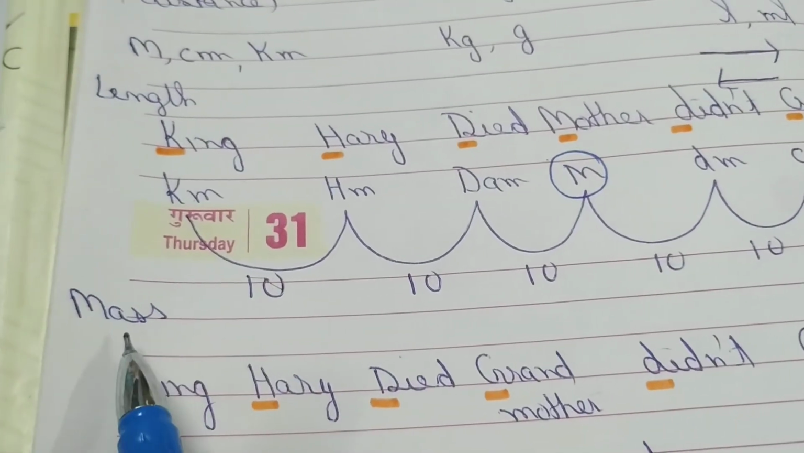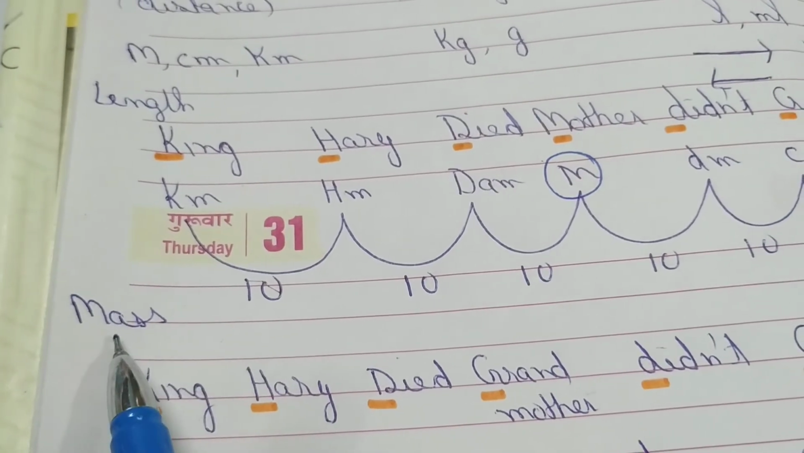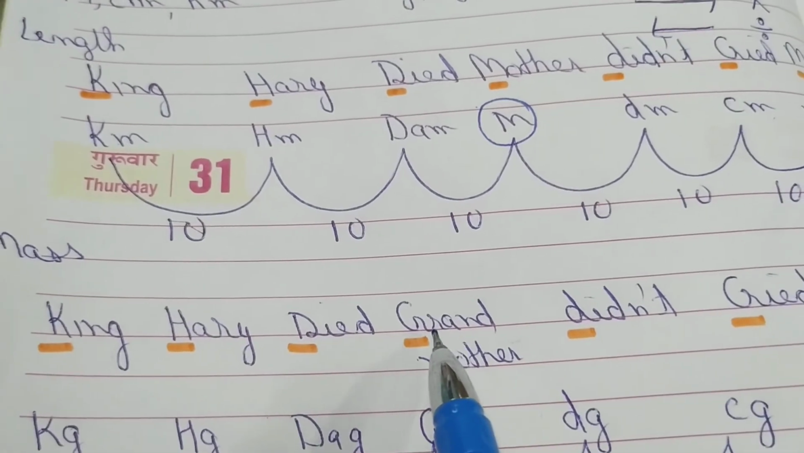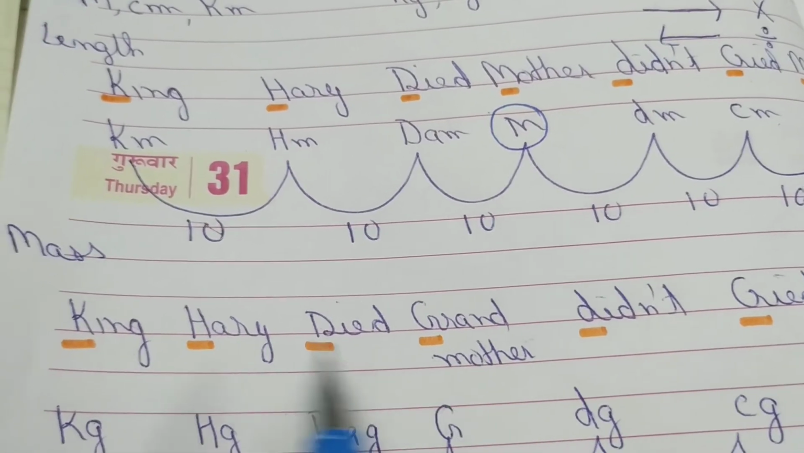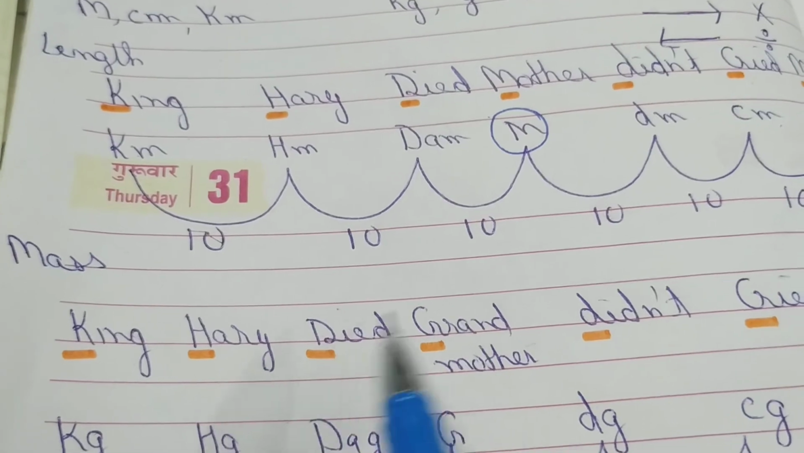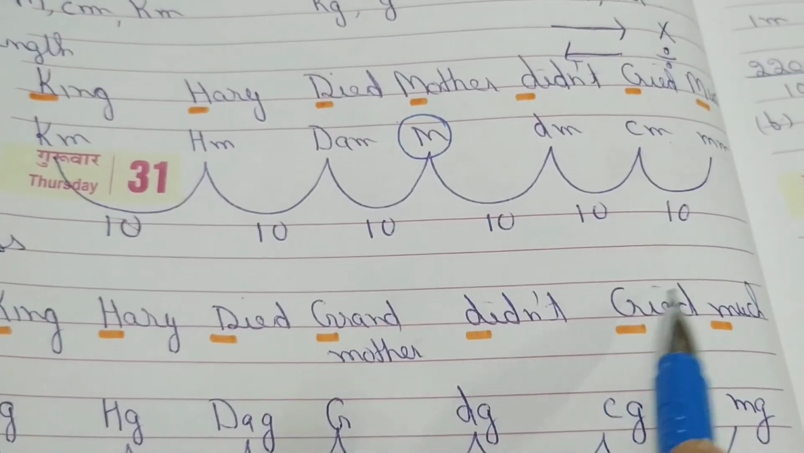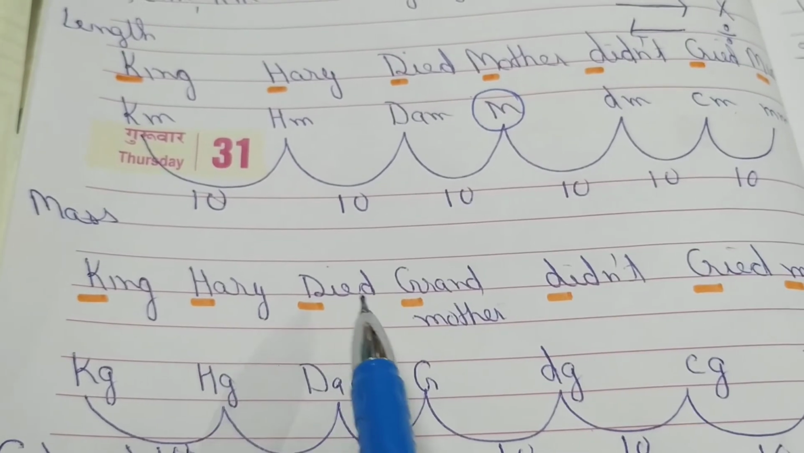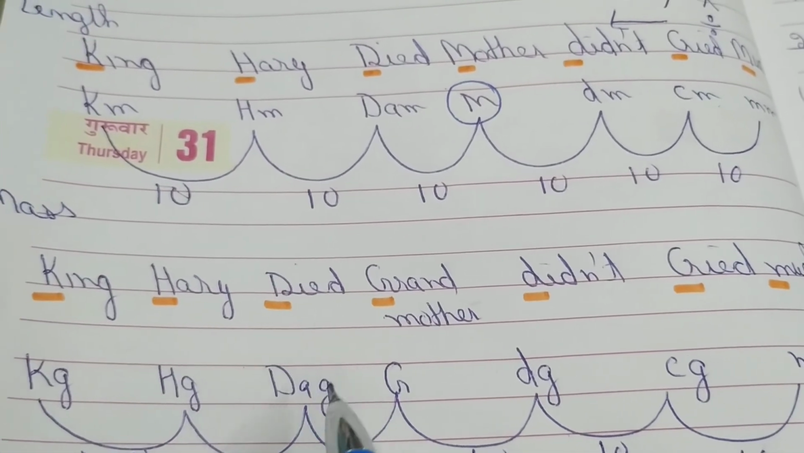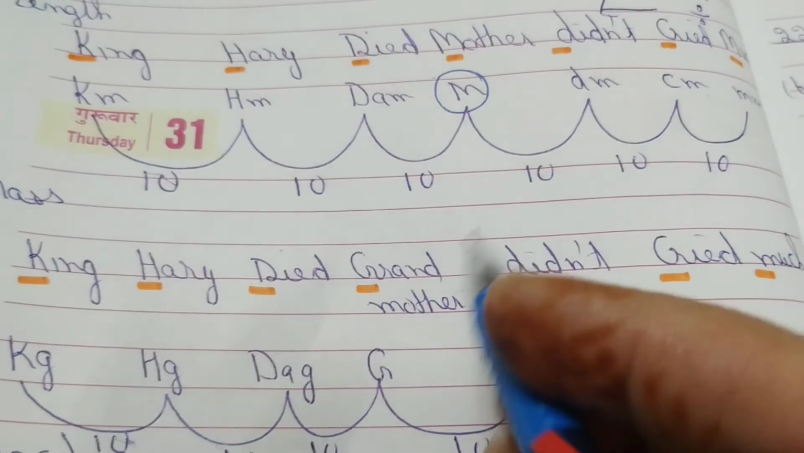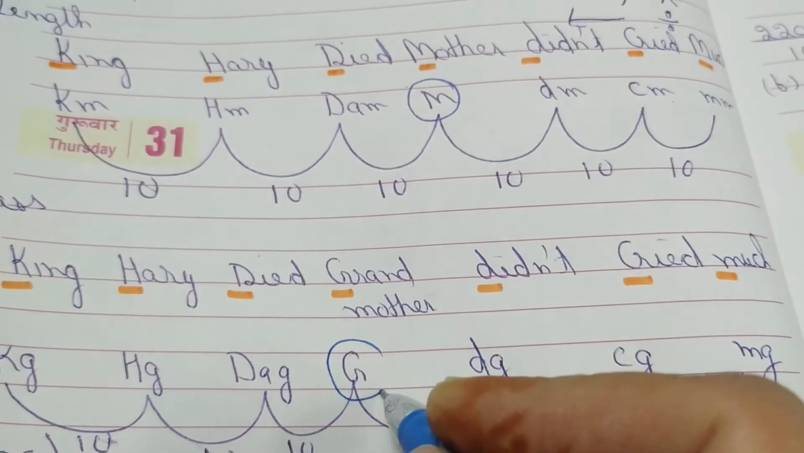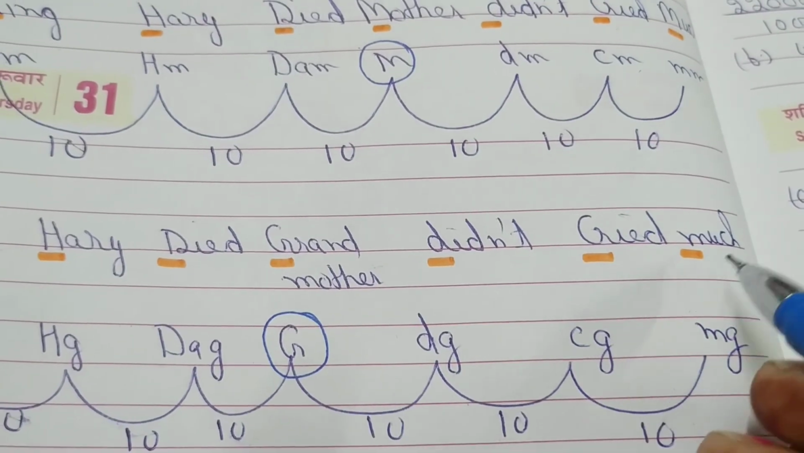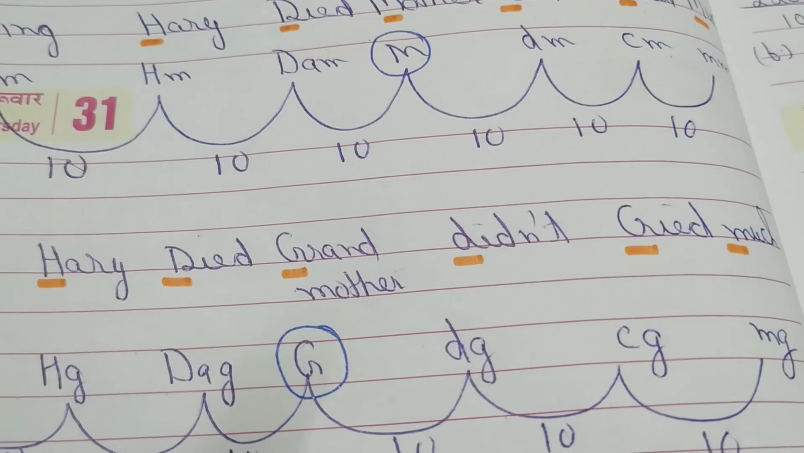Now next is mass. Mass means weight. So what is the unit of weight? It is gram. So we will use grandmother here. King Harry died. Grandmother didn't cry much. K for kilogram, H for hectogram, D for decagram and G for gram. This gram is the standard unit of weight. D for decigram, C for centigram, M for milligram.